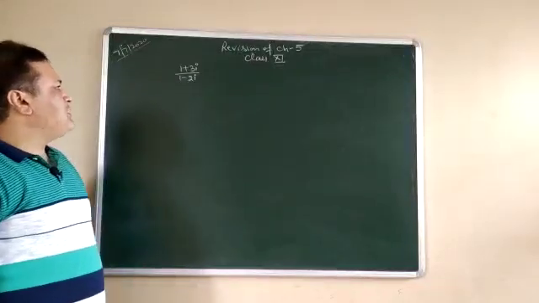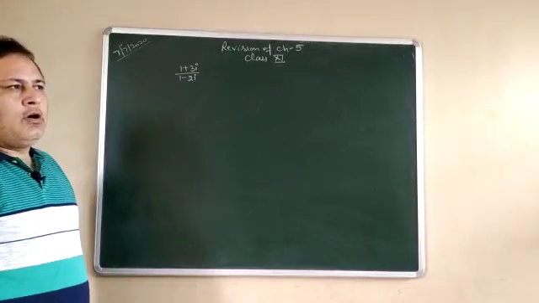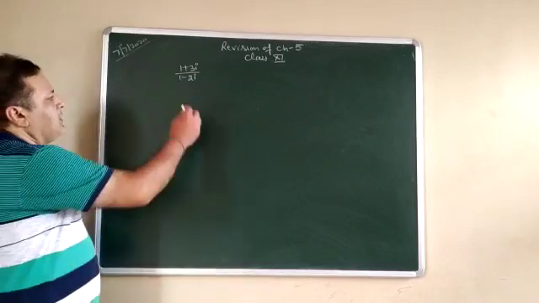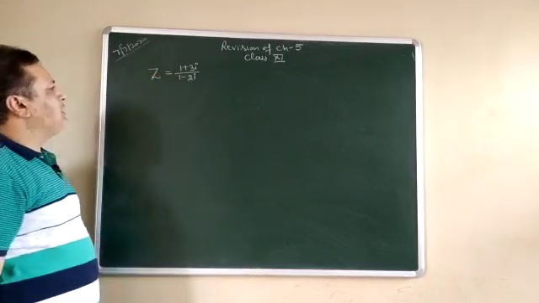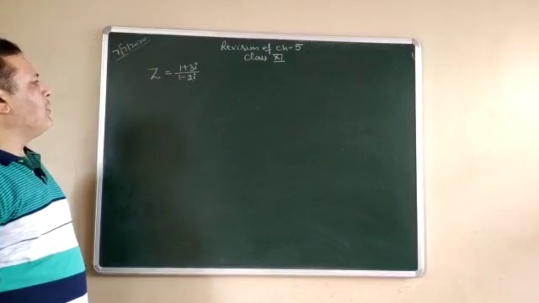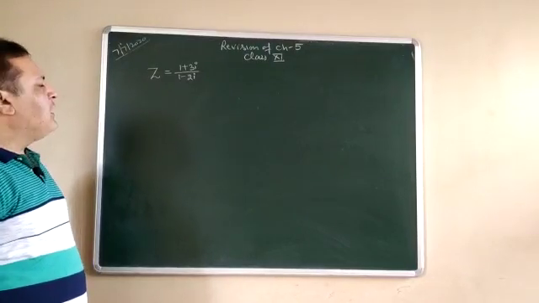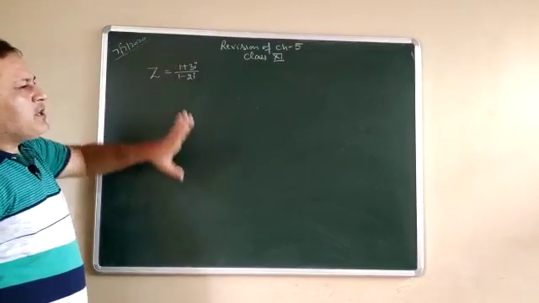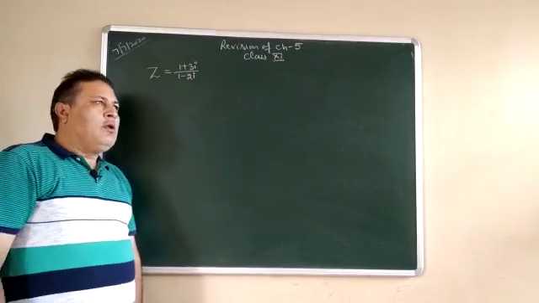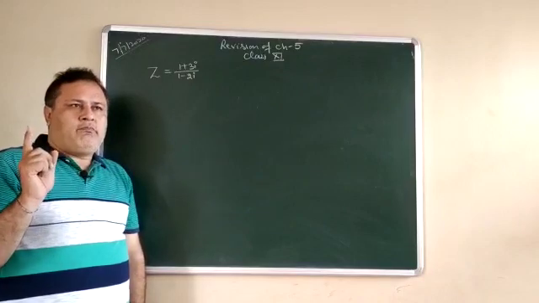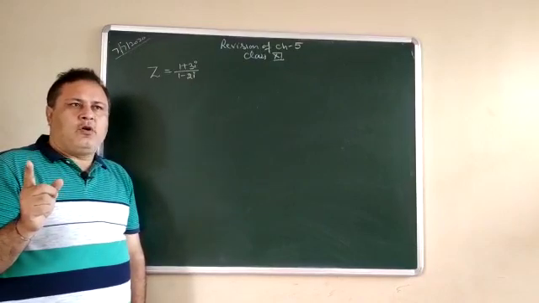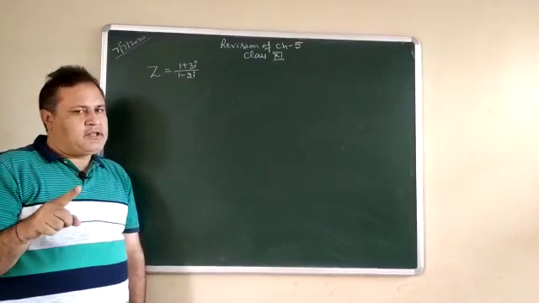Now we shall discuss one question of a complex number. The statement is given to you: complex number z is equal to (1 + 3i) upon (1 - 2i). Remember, whenever a statement is given to you, first of all, the statement should be in simplest form. If it is not in the simplest form, then convert it into simplest form.